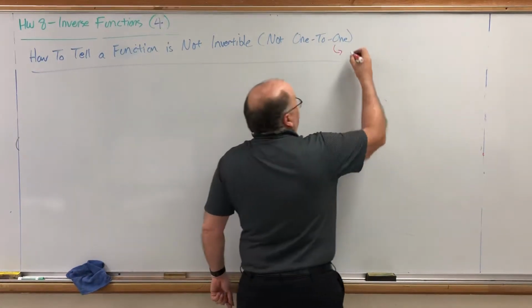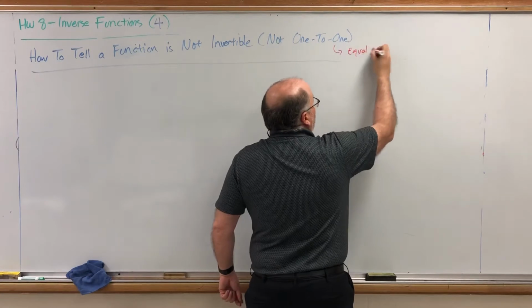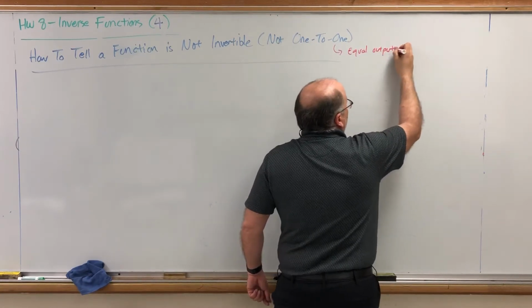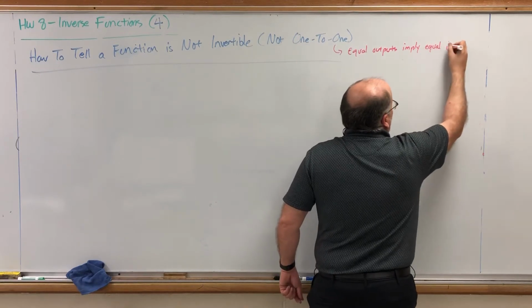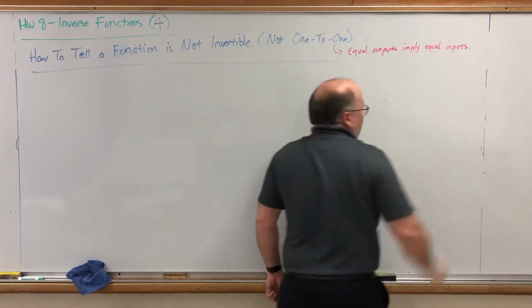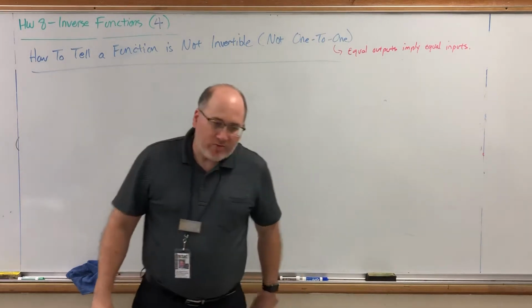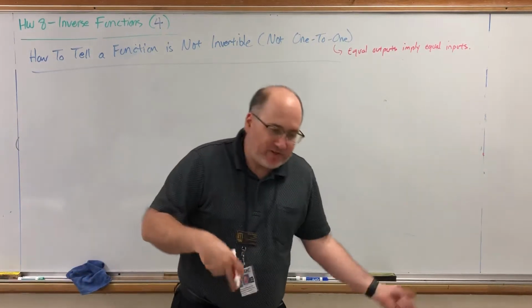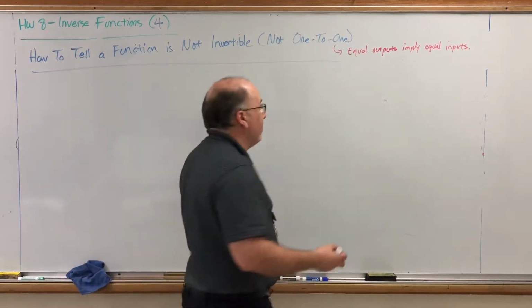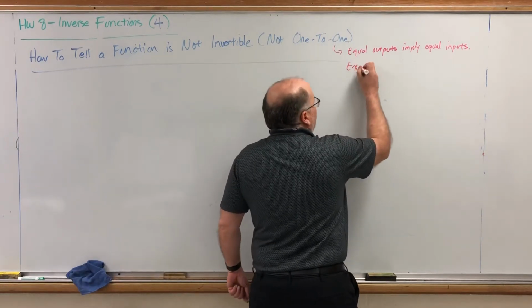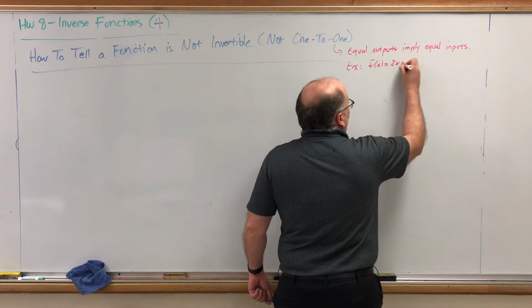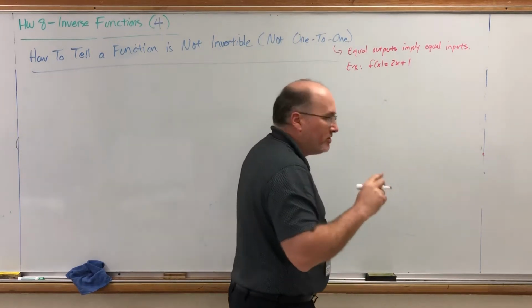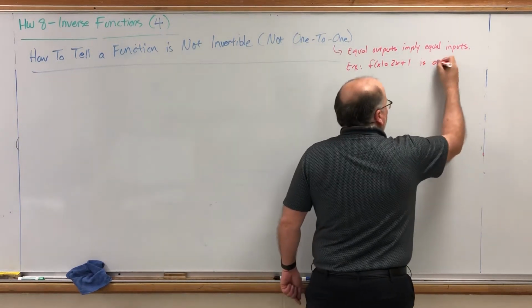One-to-one means equal outputs imply equal inputs. In other words, the only way two numbers can come out the same is if they went in the same. For example, f of x equals 2x plus 1, which did have an inverse and is invertible, is one-to-one.